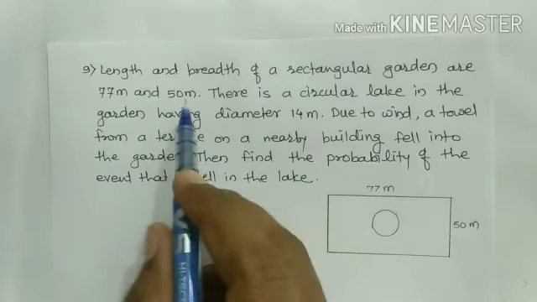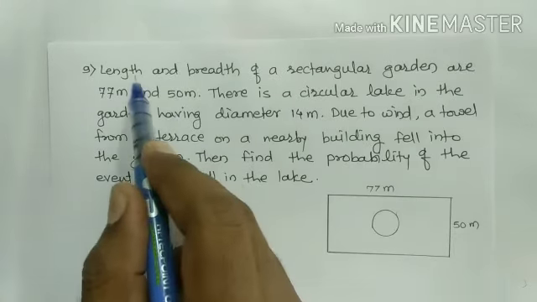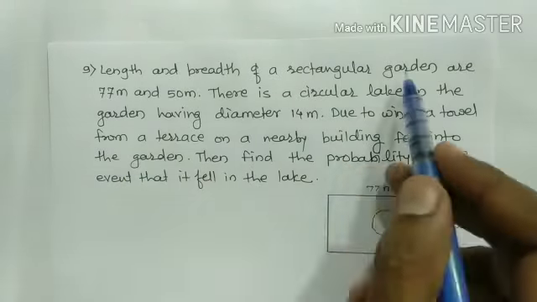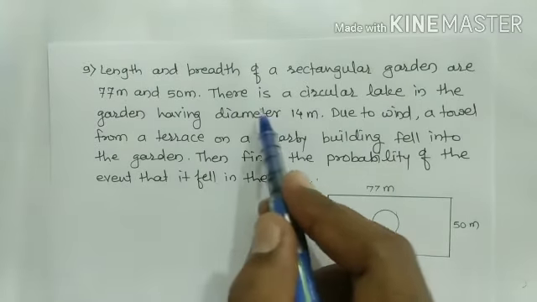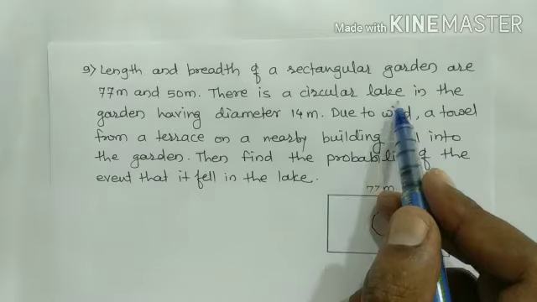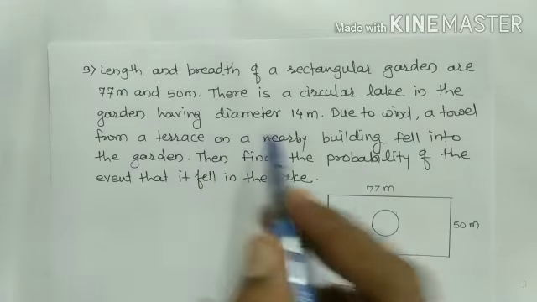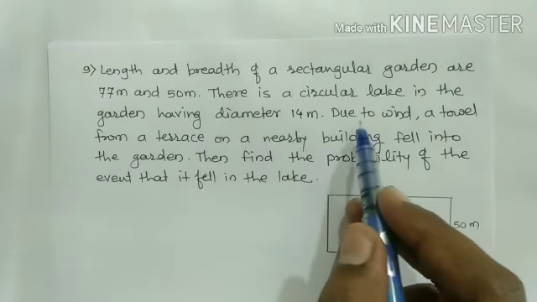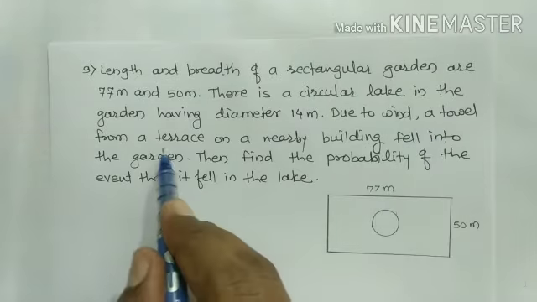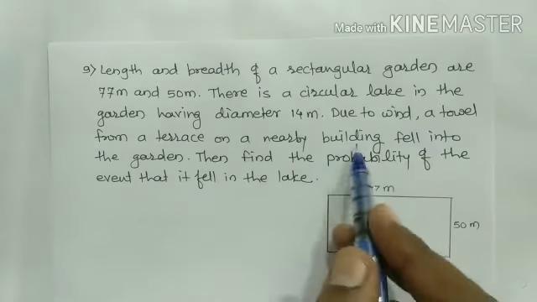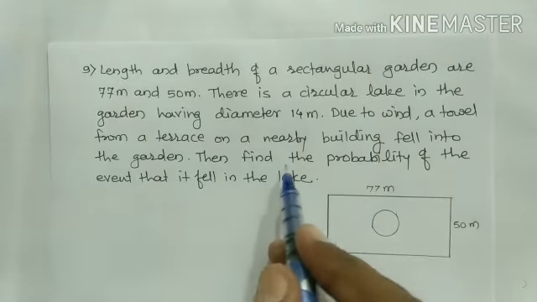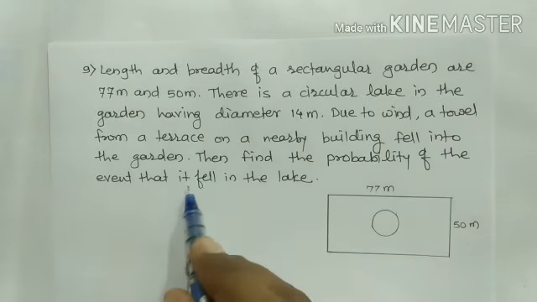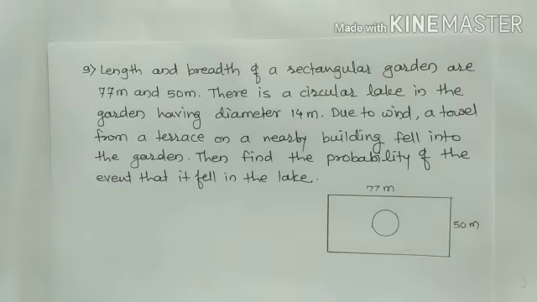Now the next example is example number 9. Length and breadth of a rectangular garden are 77 meter and 50 meter. There is a circular lake in the garden having diameter 14 meter. Due to the wind, a towel from a terrace on a nearby building fell into the garden. Then find the probability of the event that it fell in the lake.